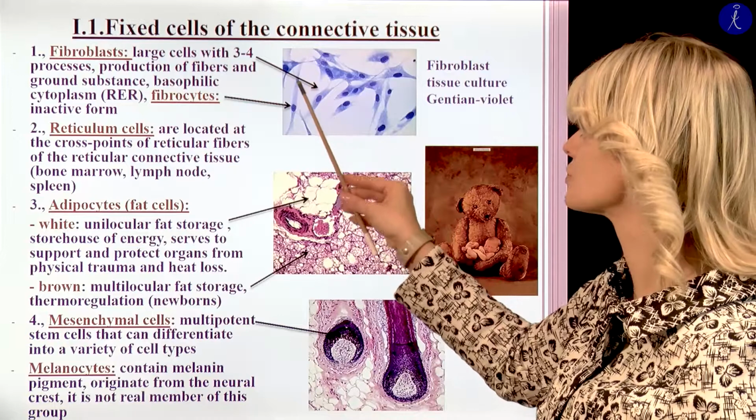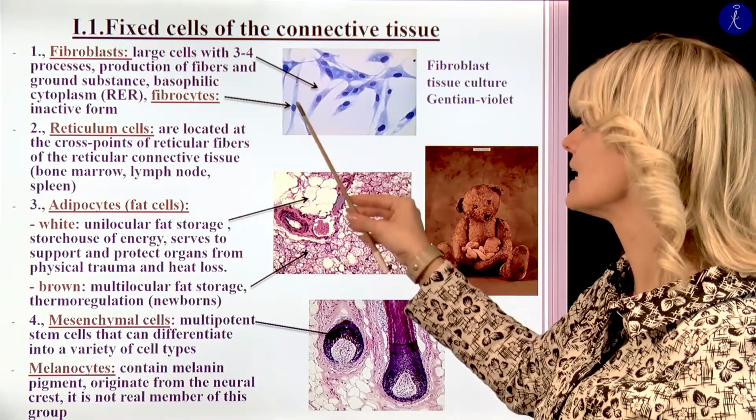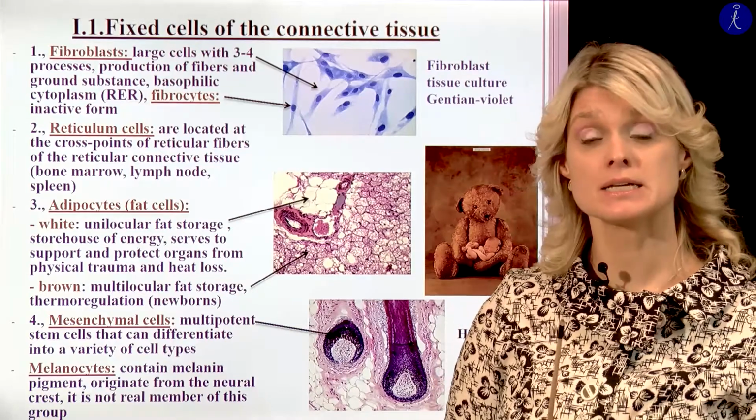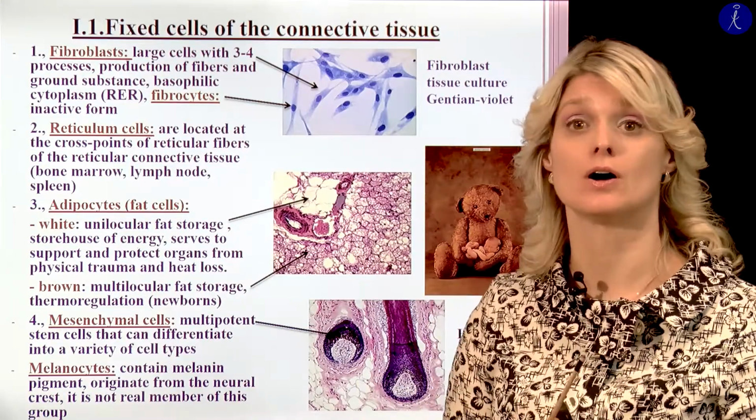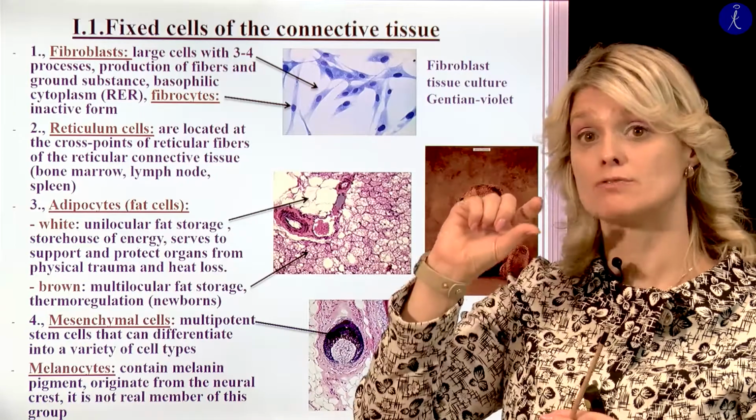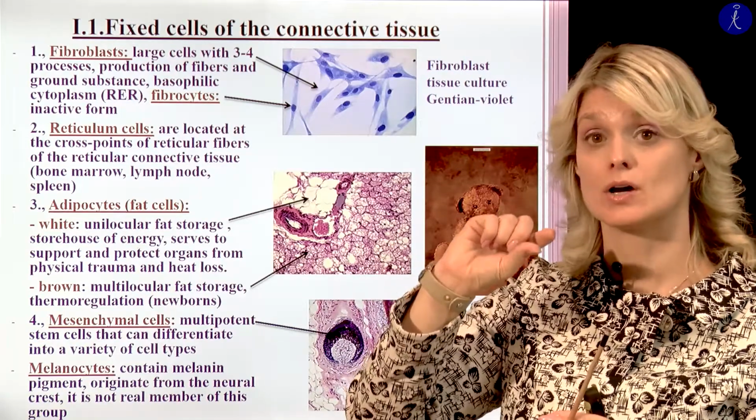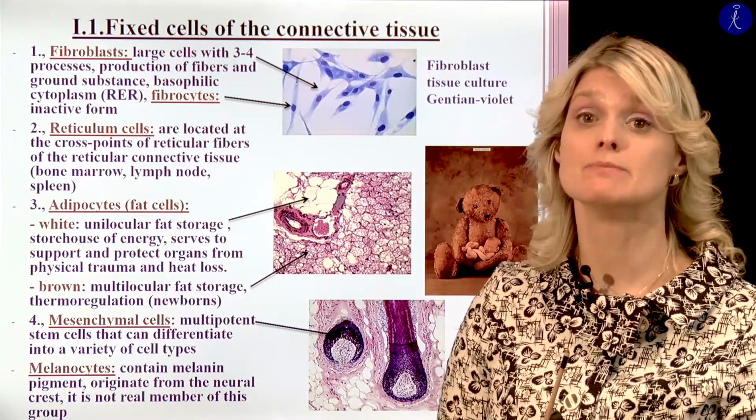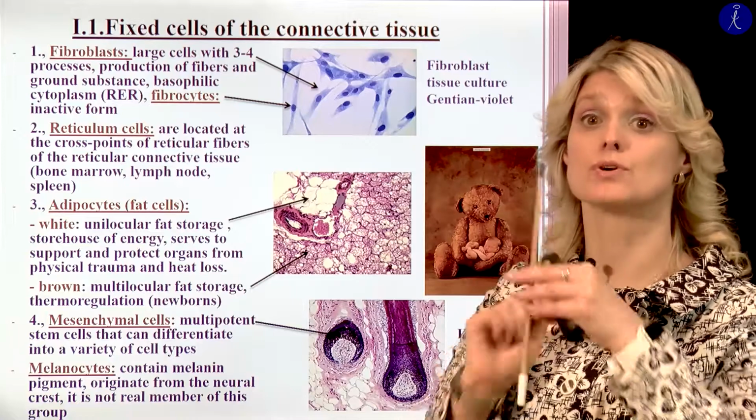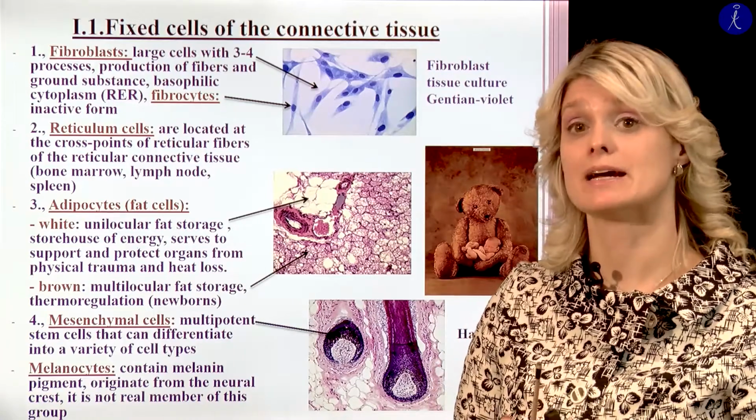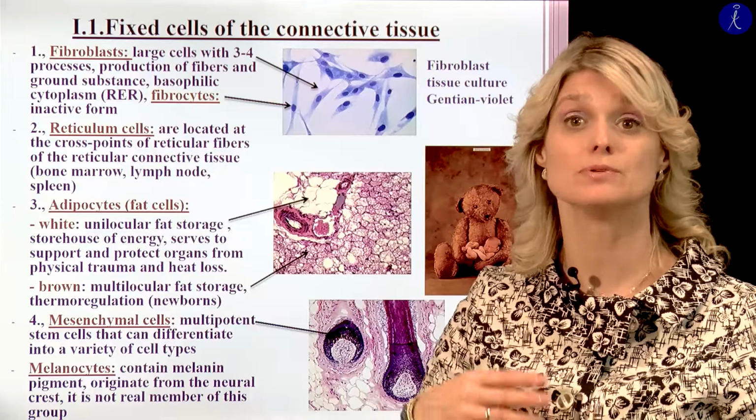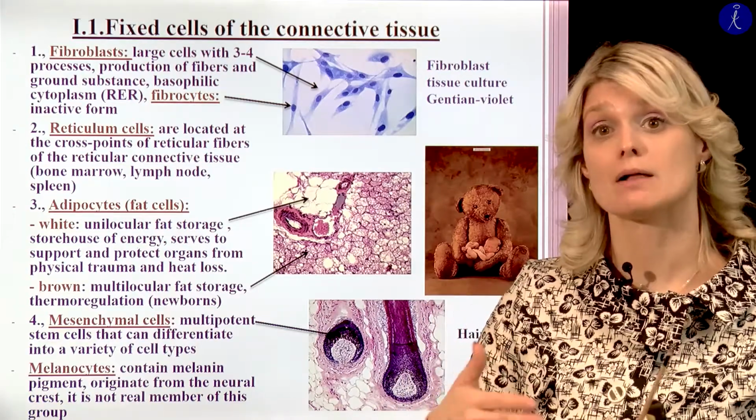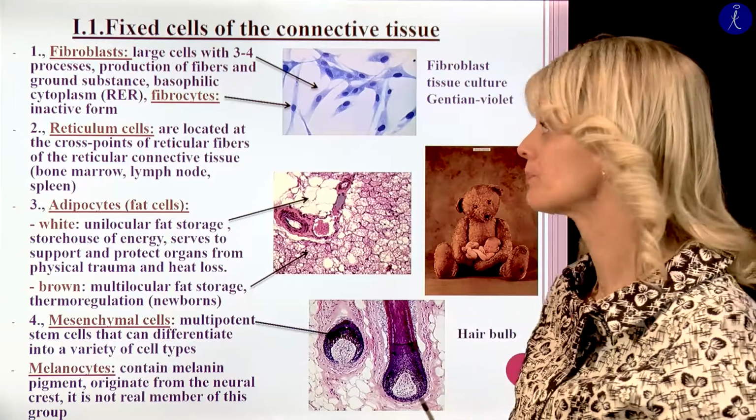In this cell culture, you can also see elongated inactive cells. We call them fibrocytes. There could be a transition between them: the fibroblast can be inactivated and become a fibrocyte. But for example, if we have a wound on the surface of the skin, the inactive fibrocytes are able to activate and produce new fibers to help in the healing of the skin.